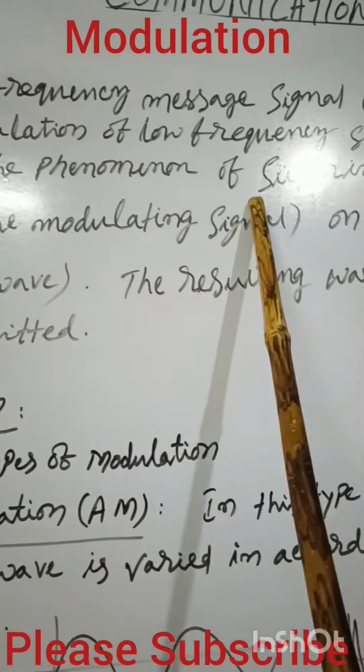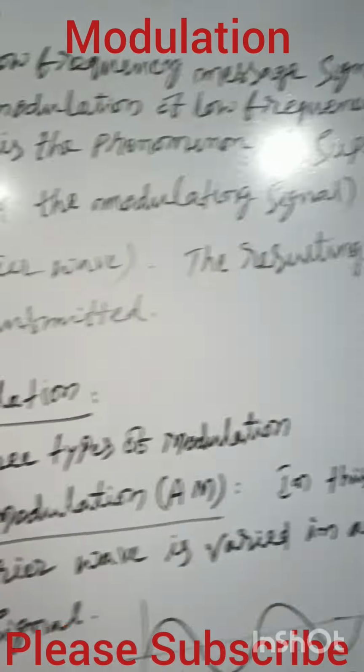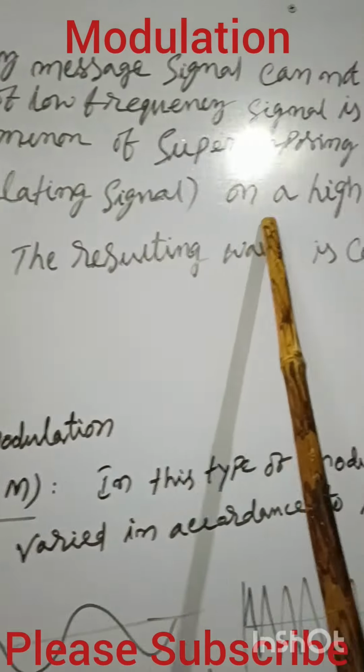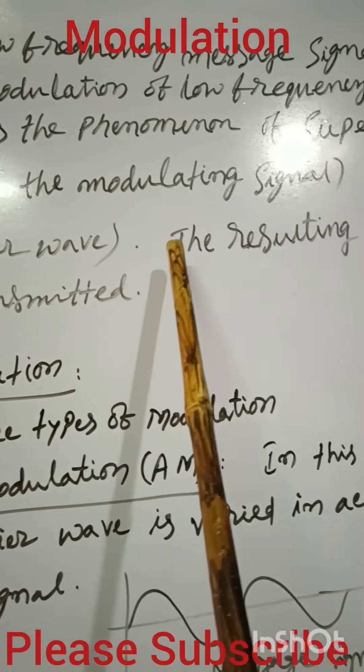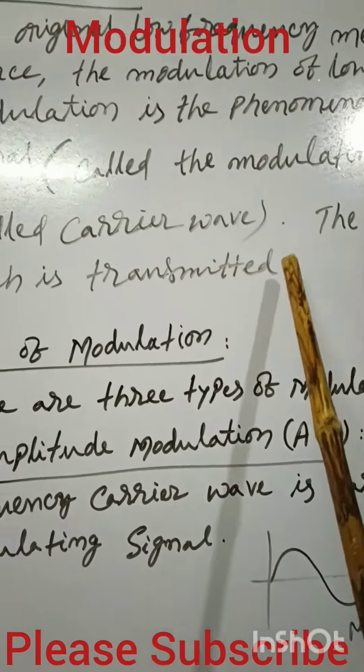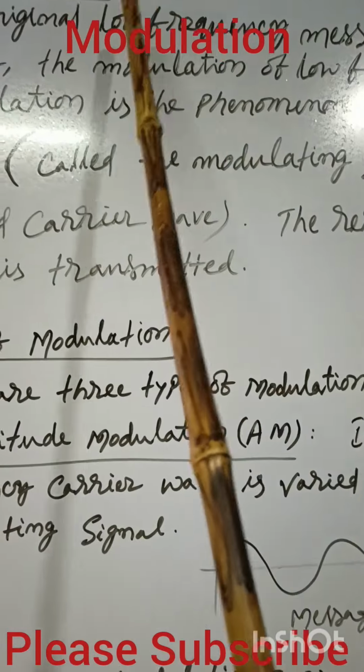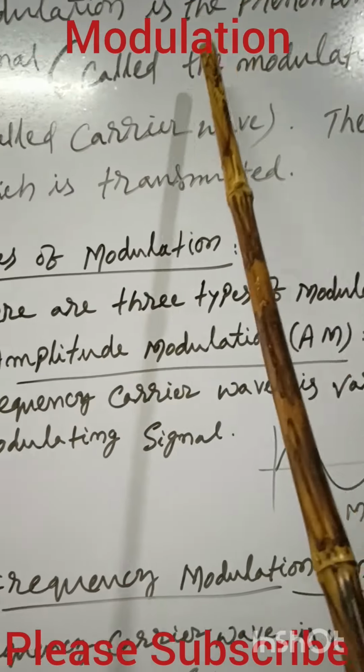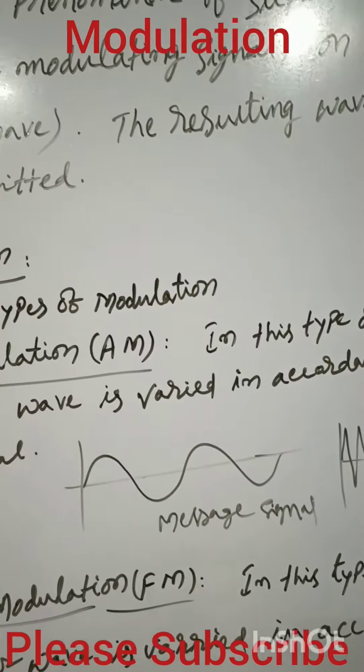Modulation is the phenomenon of superimposing the low frequency message signal, called the modulating signal, on a high frequency wave, the carrier wave. The resulting wave is called the modulated wave, which is transmitted. It means that the original signal, that is the speech signal, is called the message signal.